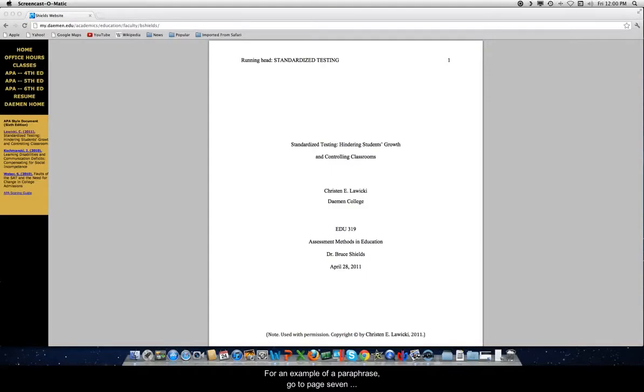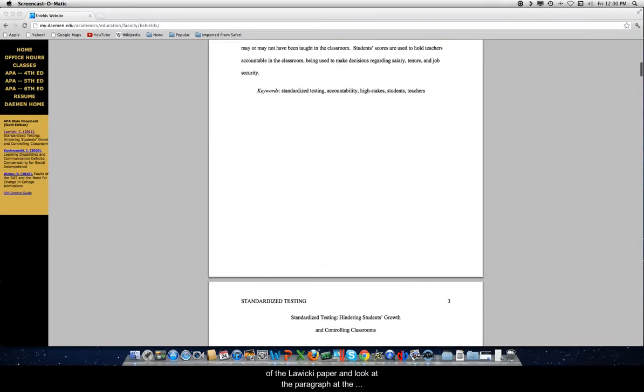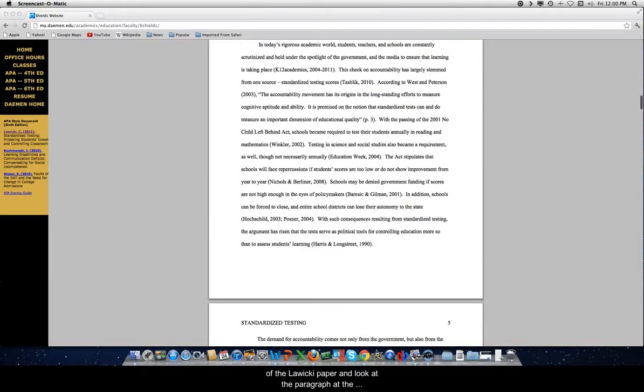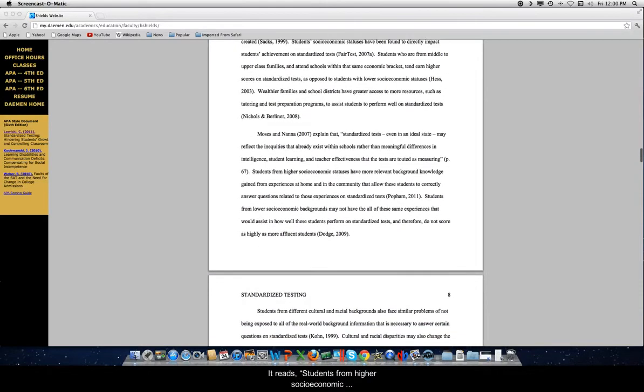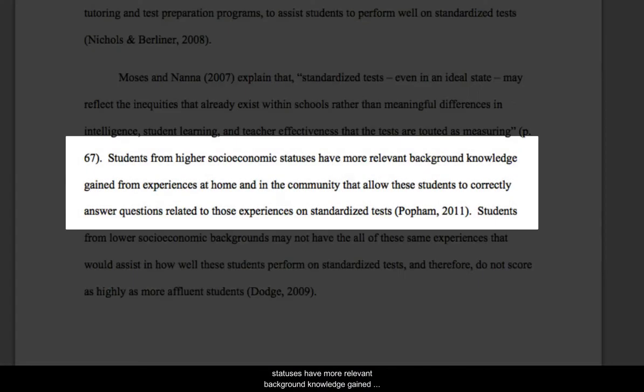For an example of a paraphrase, go to page 7 of the Lewicki paper and look at the paragraph at the bottom of the page, and then locate the second sentence. It reads, quote, "Students from higher socioeconomic statuses have more relevant background knowledge gained from experiences at home and in the community that allow these students to correctly answer questions related to those experiences on standardized tests," unquote. You will see that this sentence ends with the author, Popham, and the year 2011.